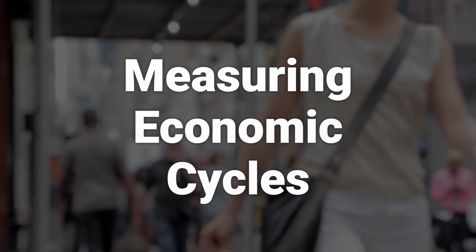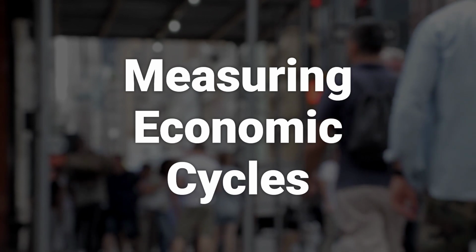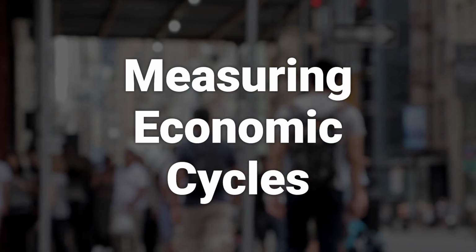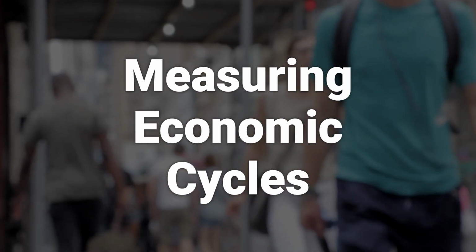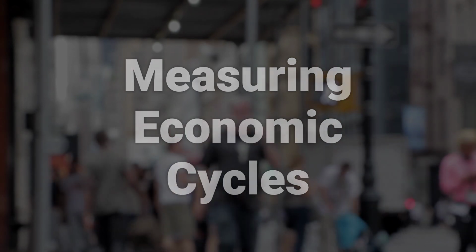Key metrics determine where the economy is and where it's headed. The National Bureau of Economic Research is the definitive source for marking the official dates for U.S. economic cycles. Relying primarily on changes in GDP, NBER measures the length of economic cycles from trough to trough or peak to peak.